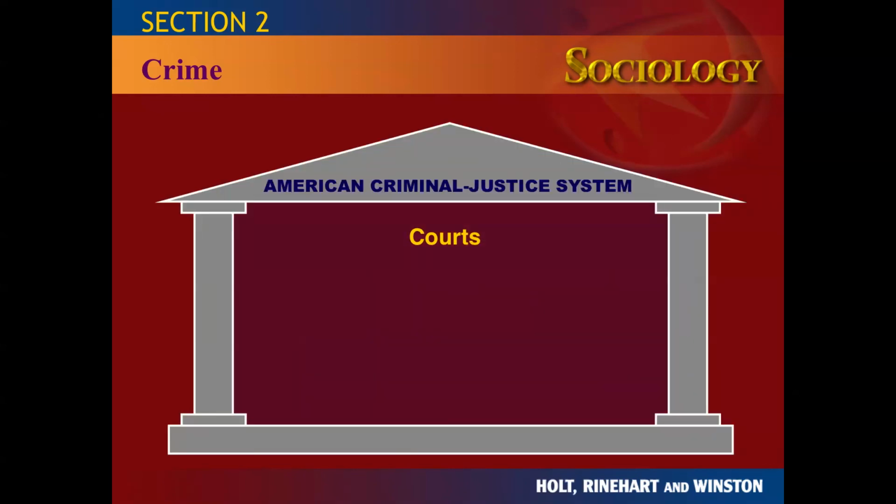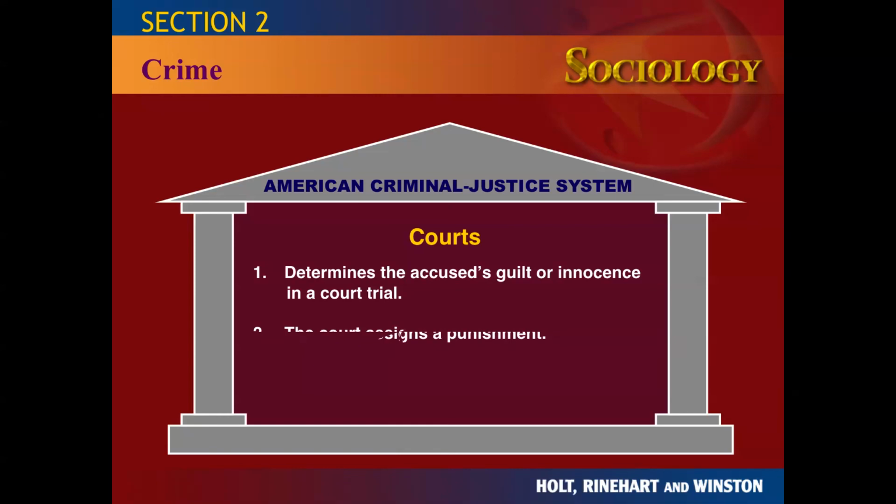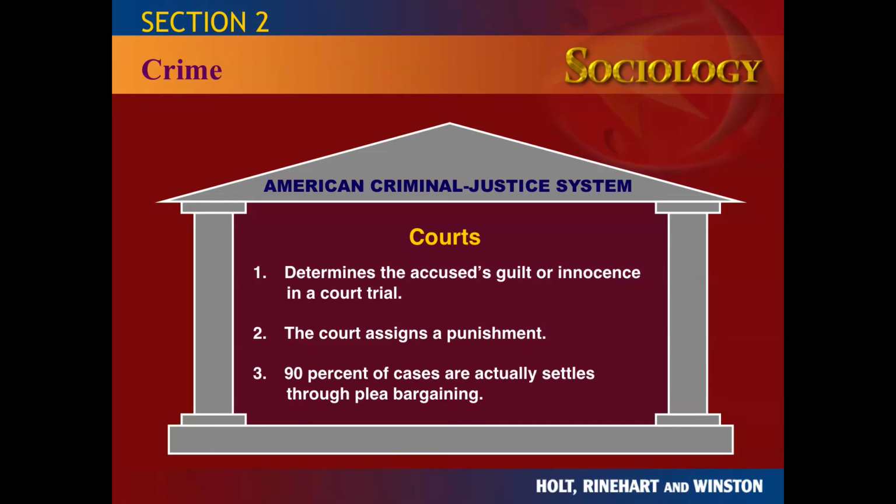Courts, another one of the characteristics of the American criminal justice system. The courts determine the accused's guilt or innocence through a court trial, a trial of one's peers, by one's peers. The courts assign a punishment. 90% of cases are actually settled through plea bargaining.